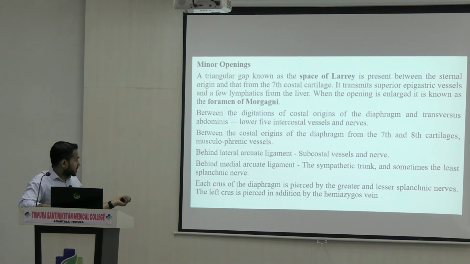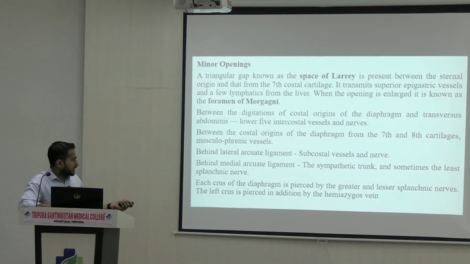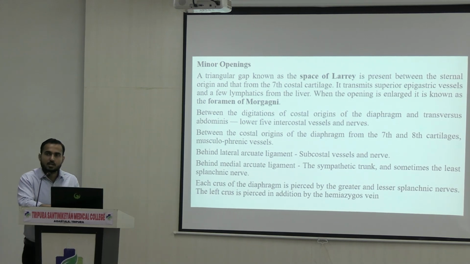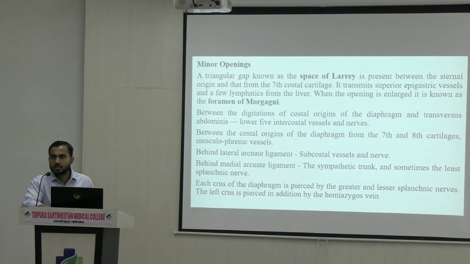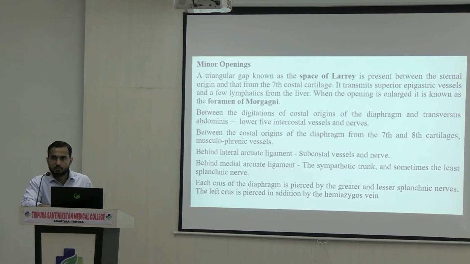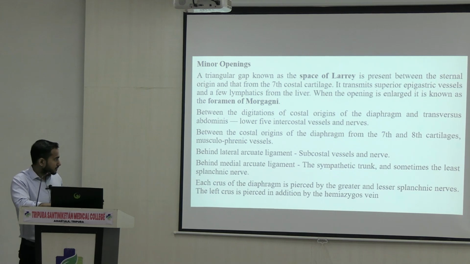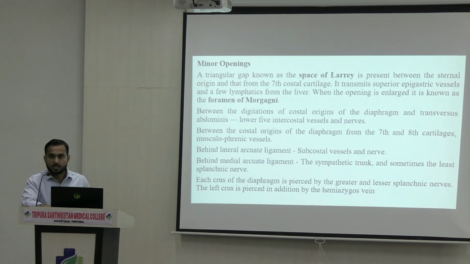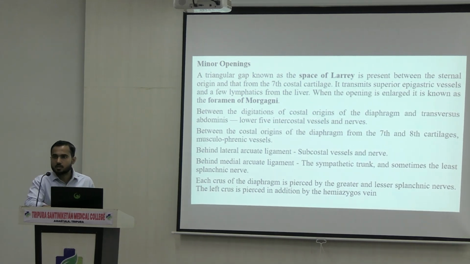Next, each crus of the diaphragm is pierced by the greater and lesser splanchnic nerves. These splanchnic nerves are preganglionic sympathetic nerve fibers, which mainly supply the various parts of the abdominal organs. And along with that, the left crus is directly pierced by the hemiazygous vein. So these are some minor openings.